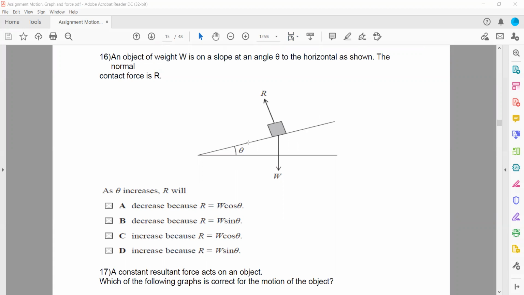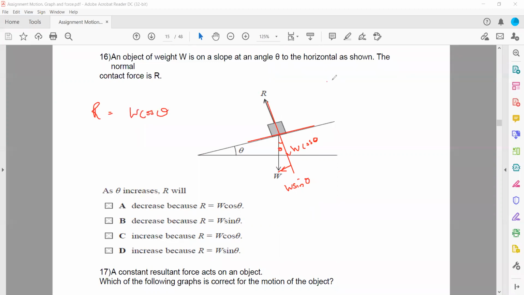When we take the axis on the inclined surface, the weight is making the same angle theta. So the component of the weight which is with the angle, that is W cos theta, and the component of the weight which is against the angle, that is W sin theta. So basically R balances with W cos theta, so we can say R is equal to W cos theta.